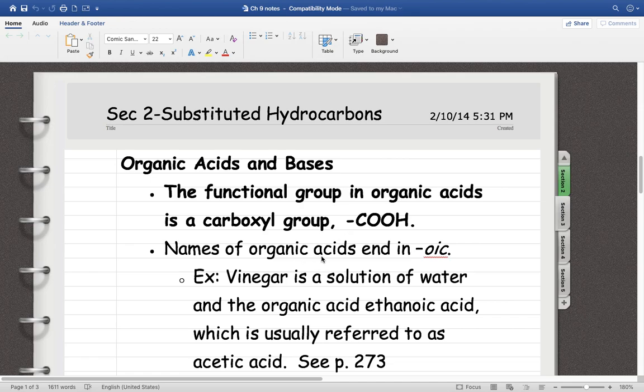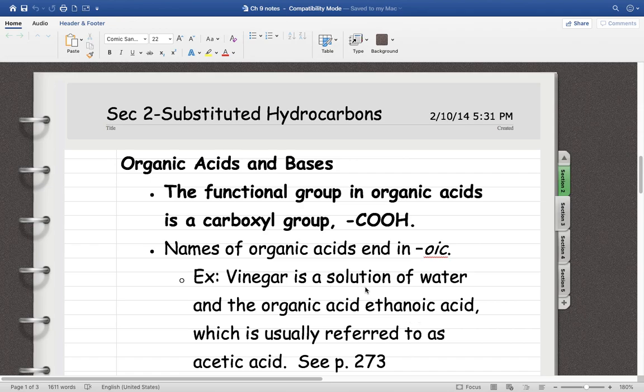So these organic names end with an ic. This is an OIC, but it's an ic. In your book, they talk about formic acid. That's the poison that's inside of fire ants. And here we're talking about ethanoic acid, which is vinegar, or acetic acid.